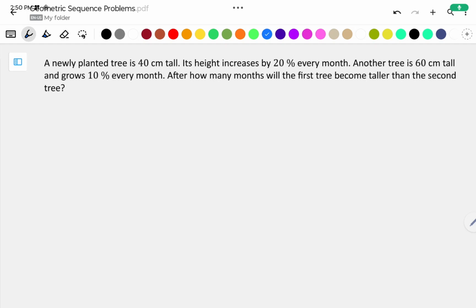A newly planted tree is 40 centimeters tall. Its height increases by 20% every month. Another tree is 60 cm tall and grows 10% every month. How many months will the first tree become taller than the second tree?